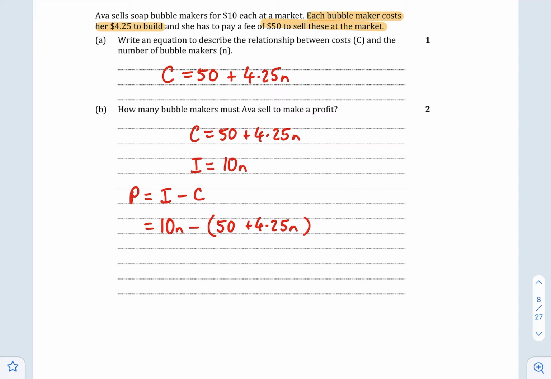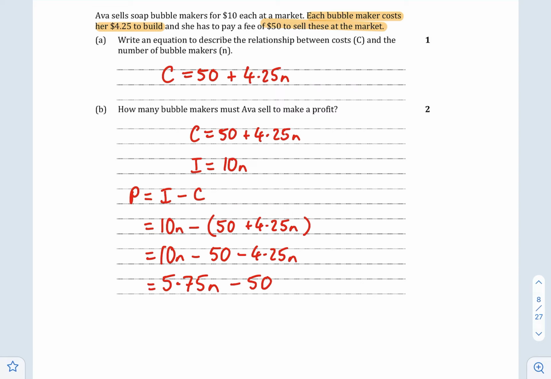First thing I want to do is expand the brackets. Because this negative here applies to the 50 and the 4.25, I need to rewrite it. Now I'm going to add and subtract like terms, so I'm going to do that with 10n and minus 4.25n. So 10 take away 4.25 is 5.75n minus 50.